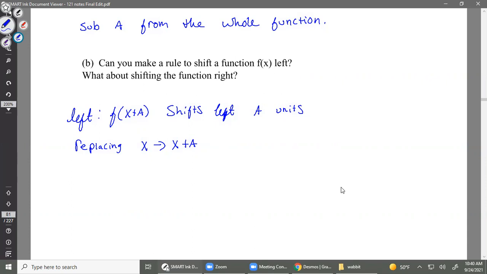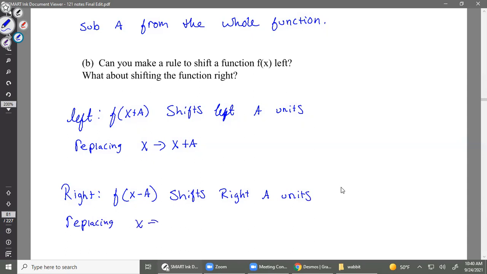And then to move to the right, we have f of x minus a, which shifts right a units. Or you can think of it as replacing x with x minus a. So every single x that I see, I'm going to pluck that out and rewrite it as x minus some number.